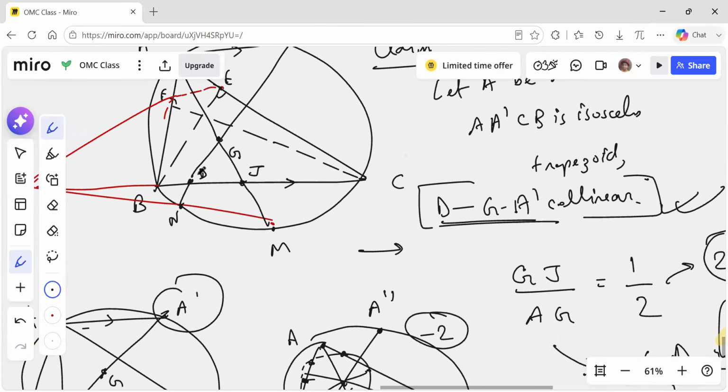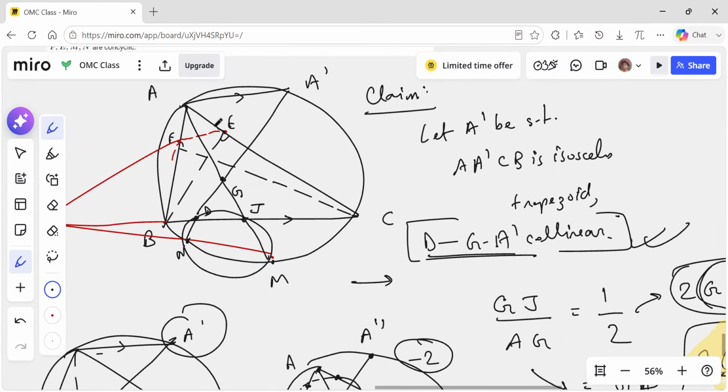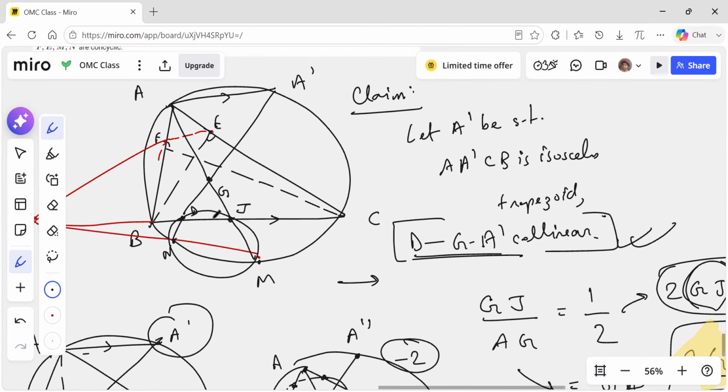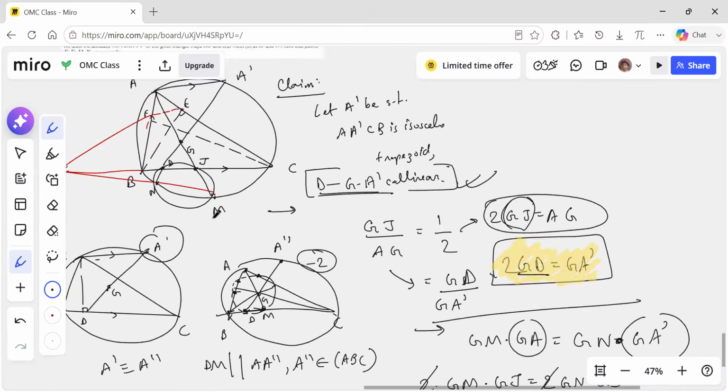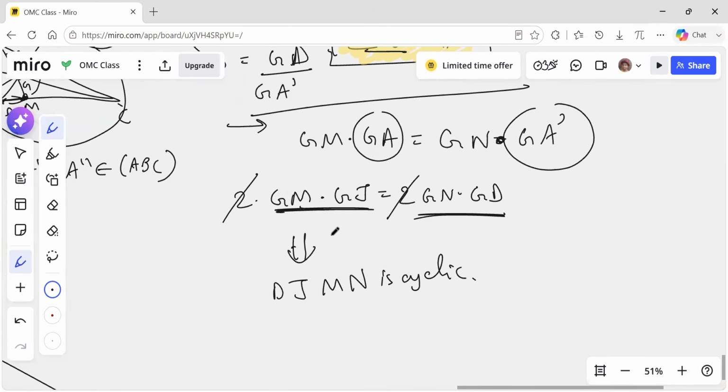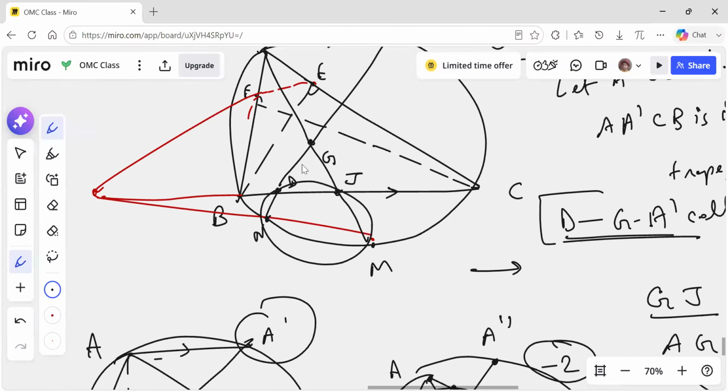But why is this so? Angle DNM is actually equal to angle DGA, which is equal to angle JA dash. Oh, are you trying angle chasing? Yeah, it might work. Okay, it works. But here we have an easier thing. We already know that GM times GJ is equal to GN times GD. So using the converse of power of a point, we can directly conclude.